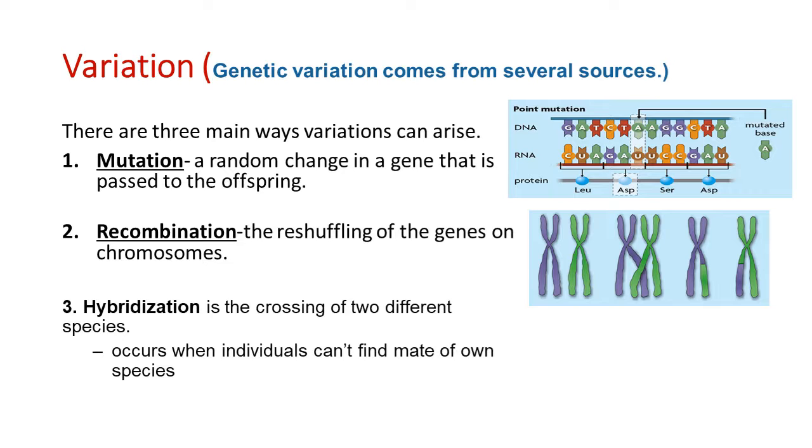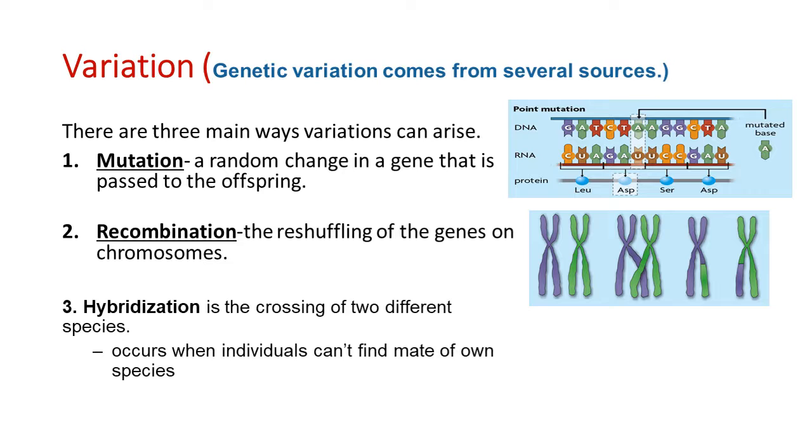Number one, mutation. What's the meaning of mutation? Mutation is a change in a gene of a DNA, and that change can pass to the offspring. That creates new traits and creates variation within population.